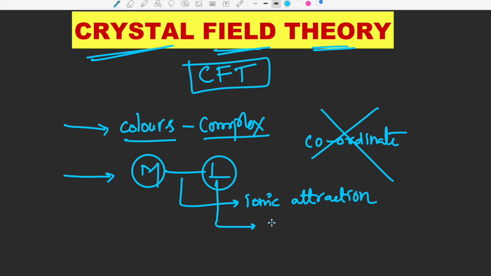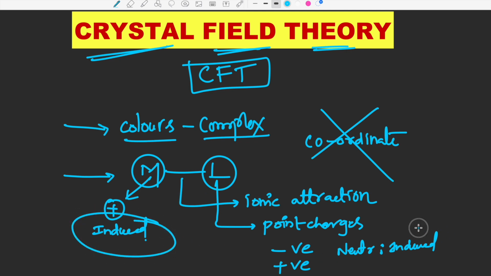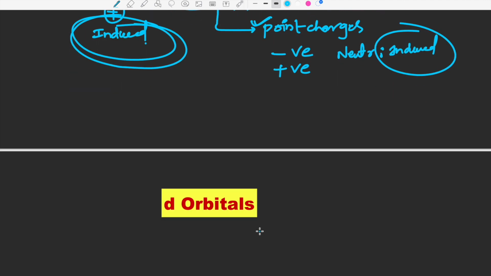So ligands are considered as only point charges. Negative ligands have negative charge, positive ligands have positive charge, and neutral ligands have induced poles. And the metal has positive charge; if it is neutral, it should have induced poles in it. If both ligand and metal are neutral, the bond between metal and ligand would be an induced-induced type of attraction. So there is no concept of coordinate bond, right? This is crystal field theory. The major point is that ligands are considered as point charges.